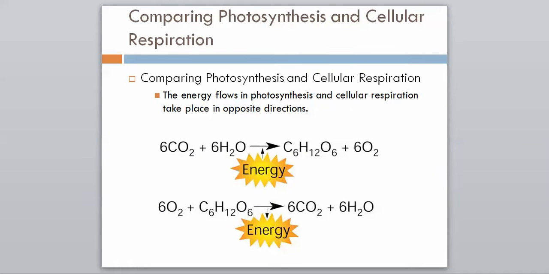So to wrap this up, just a little bit of review of some things we've already talked about. Comparing photosynthesis and cellular respiration, the energy flow in photosynthesis and cellular respiration take place in opposite directions. We mentioned this on the first day we talked about cellular respiration. So you can see we have the CO2 plus the water plus the energy, and this would be from the sun, and photosynthesis is going to be used to make glucose and oxygen. Whereas in cellular respiration on the bottom here, it's the exact opposite. We take in oxygen, take in glucose, and we have the energy, and we have CO2 and water as our result. So again, you already know that those are opposite reactions.